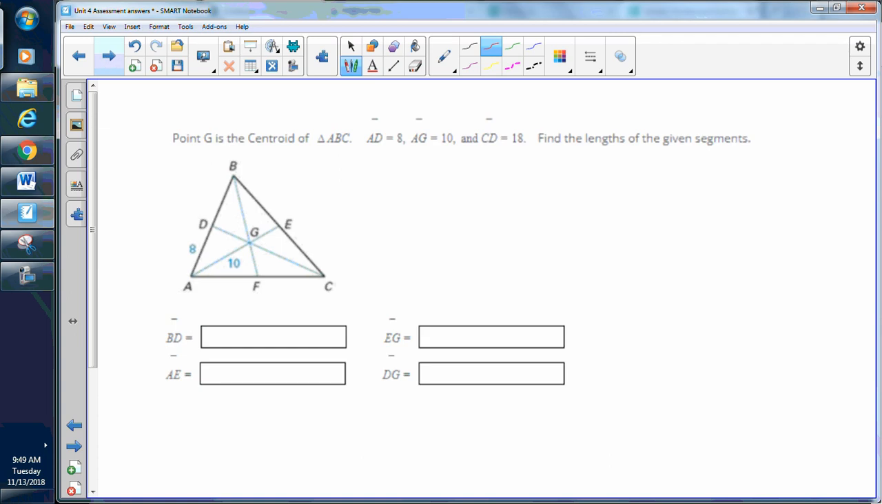Here, the centroid. The idea is that in this case, the centroid is broken into the ratio of 2 to 1. So the longer piece is 2 times the shorter piece. So in our diagram, we know that AG is 10. That's the long piece, so the short piece, GE, has to be 5. So GE or EG is 5. And then AE, the total piece, is going to be 10 plus 5, or 15.